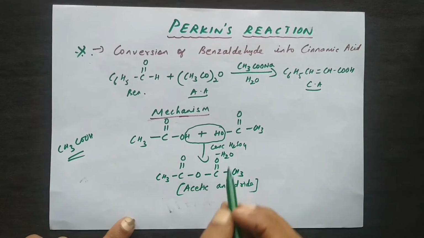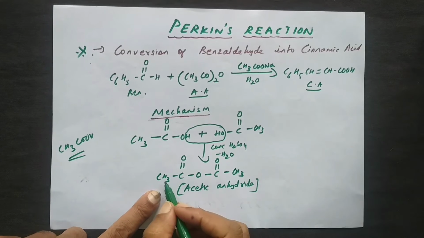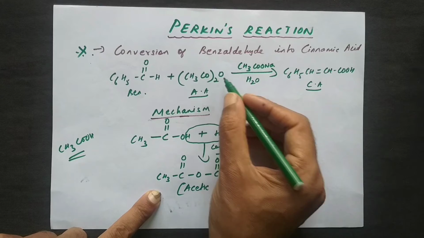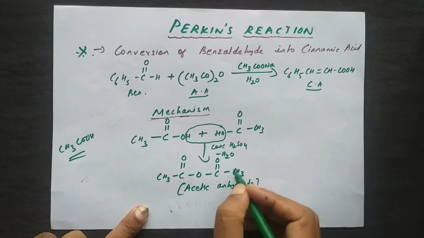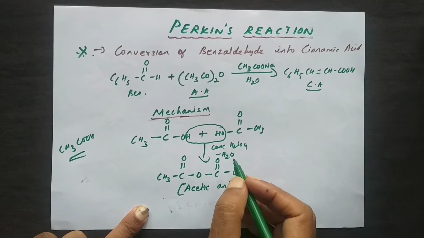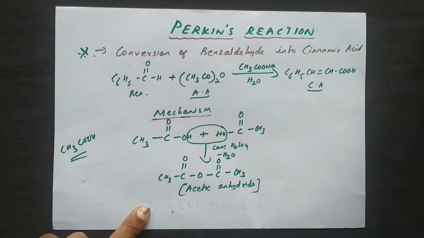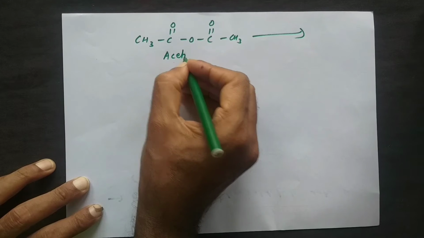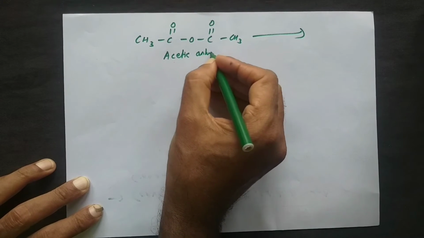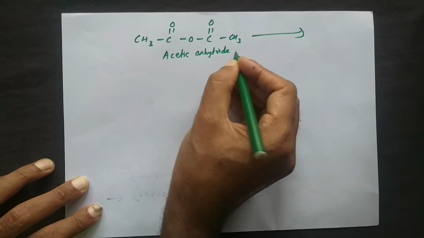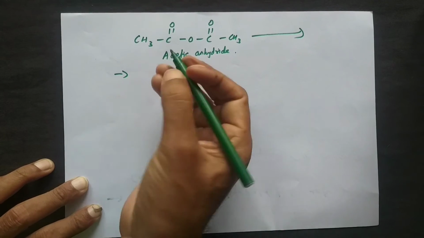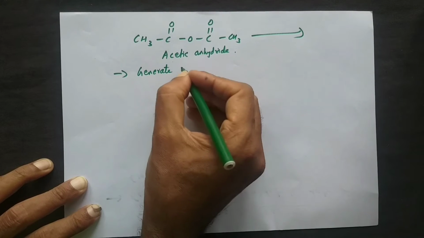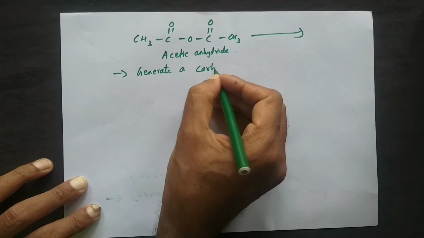I think the structure of acetic anhydride is clear, which is CH3CO, once again CH3CO. That's the reason we have written twice and O. When I use this structure, it will be very easy to understand the mechanism. So we know this is the structure of acetic anhydride. Now we are going to generate a carbanion.